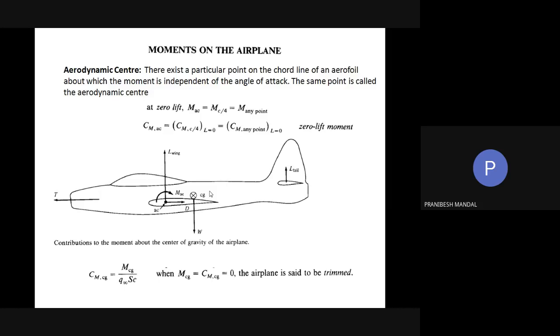But when the highest elevation is reached and the total moment is balanced, the airplane is said to be trimmed, where the total moment about CG is zero, and so also the coefficient of moment. So in this trimmed condition, it generally occurs that the main pilot goes on having a nap, keeping the airplane in autopilot mode.